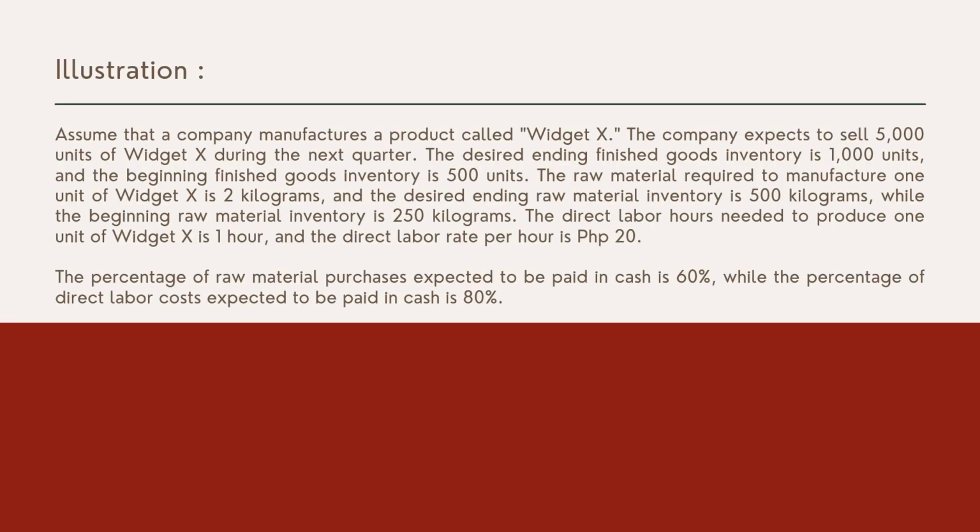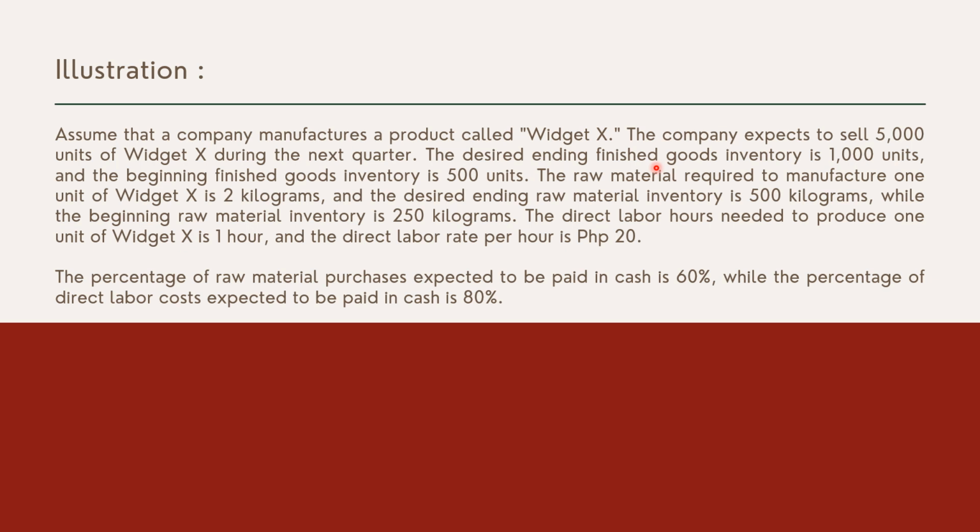Okay, let's use an example. Assume that a company manufactures a product called Widget X. The company expects to sell 5,000 units of Widget X during the next quarter. The desired ending finished goods inventory is 1,000 units and the beginning finished goods inventory is 500 units. Guys, wag niyong i-confuse yung self nyo. May iba-ibang inventory, you know already. You have the raw materials, meron kang work in progress, at saka yung finished goods. Yung pinag-uusapan natin dito is the finished goods inventory, 1,500. Ilagay nyo na sa papel.